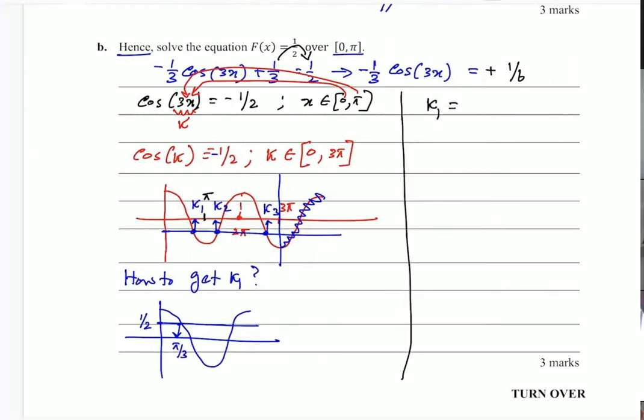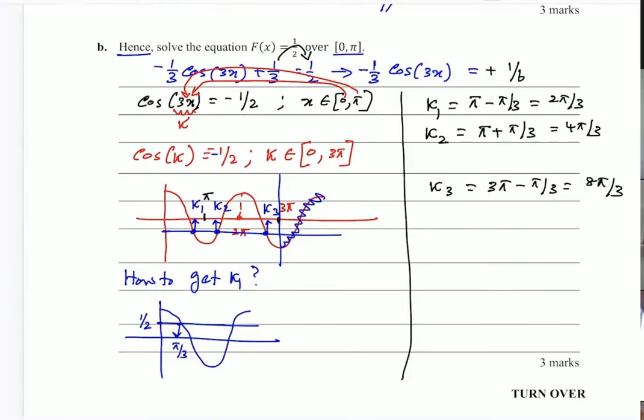Okay, so now what I can say, K1 is nothing but pi minus pi divided by 3. So it's going to be 2 pi divided by 3. So what about K2? K2 is nothing but pi plus pi divided by 3. So it's going to be 4 pi divided by 3. What about K3? K3 would be, again, here's 3 pi, right? It's 3 pi minus pi divided by 3. So it's going to be 8 pi divided by 3.